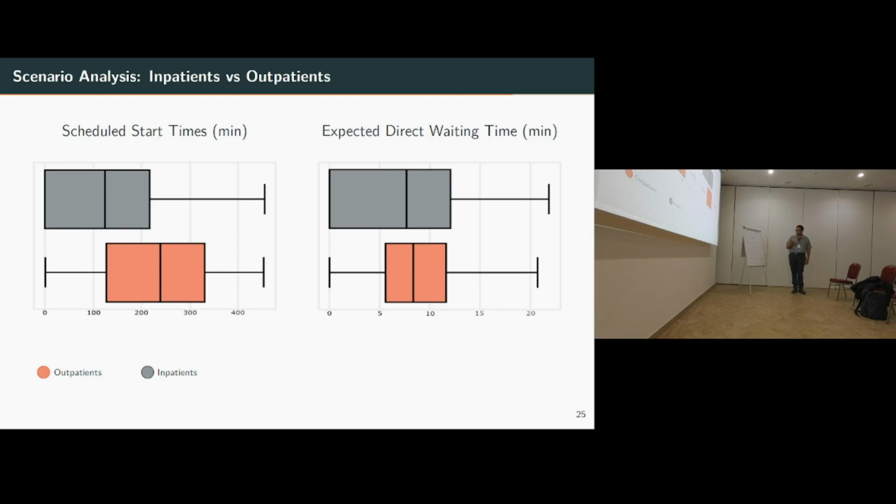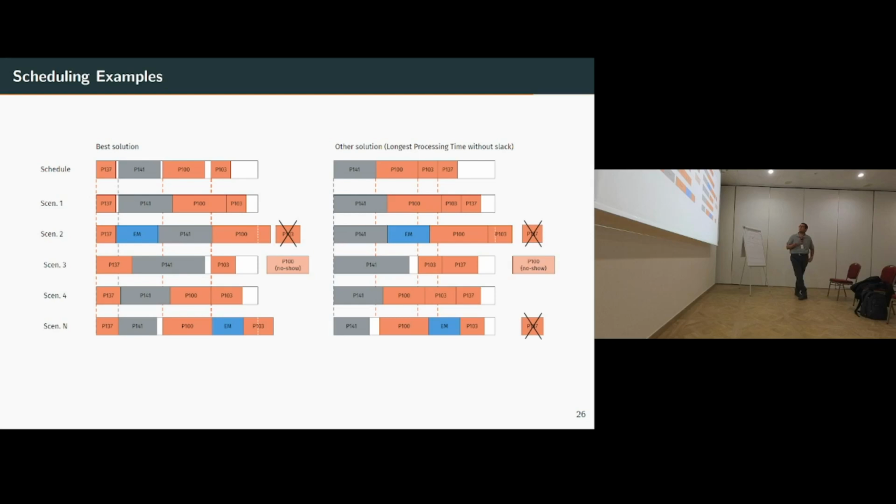This is a comparison between our solution and the kind of solution that uses the longest processing time. And you can see that the slots deal better with stochasticity. For example, in this case, we have to cancel patient 1-7 while we do not. So this is the article for the longest processing time.